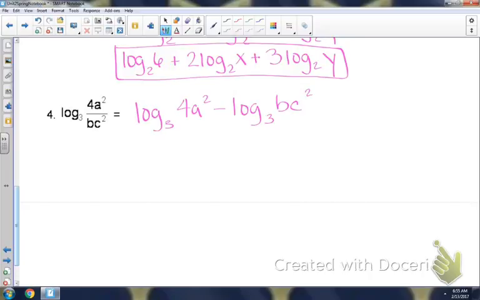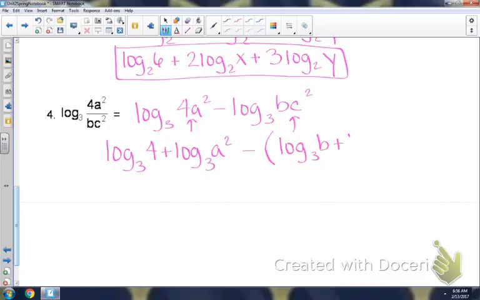But now we need to go another step because notice here we have a 4 times an a squared, we have a b times a c squared. So we need to add those up there. So I'm going to have log base 3 of 4 plus log base 3 of a squared minus, and since I'm subtracting all of that, I'm going to go ahead and put parentheses there, log base 3 of b plus log base 3 of c squared, because I was subtracting all of that. Now we're going to get rid of those exponents by making them coefficients in front.